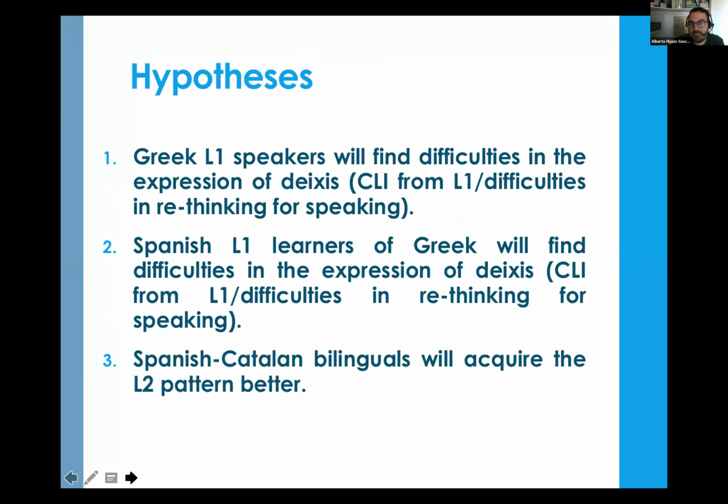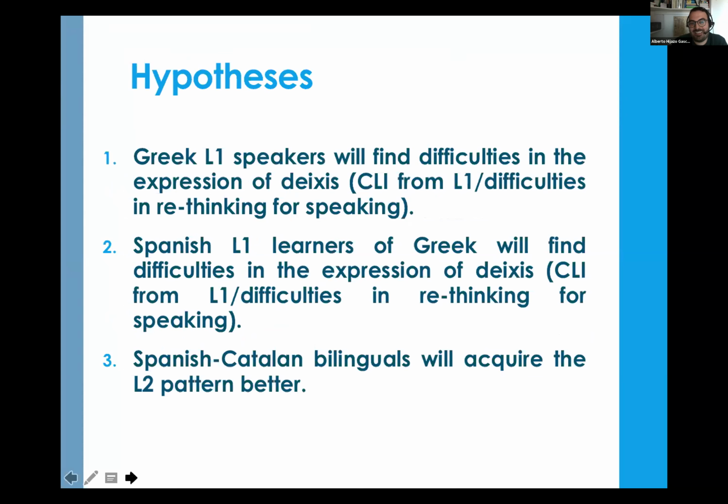And our hypotheses are the following. We think that Greek L1 speakers will find it difficult to express deixis in Spanish as a second language. We think that we will find difficulties, that they will use come, basically, when they should use go. We think that Spanish L1 learners of Greek will find difficulties as well. So basically they will use go when they should use come.